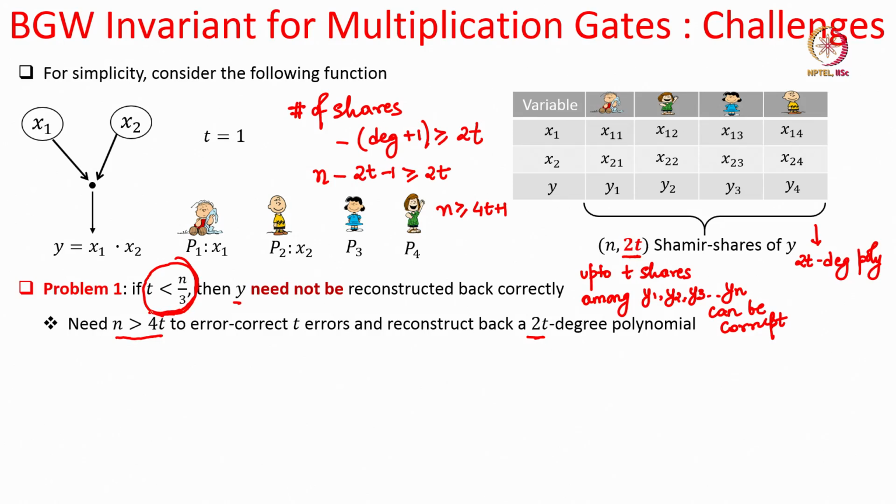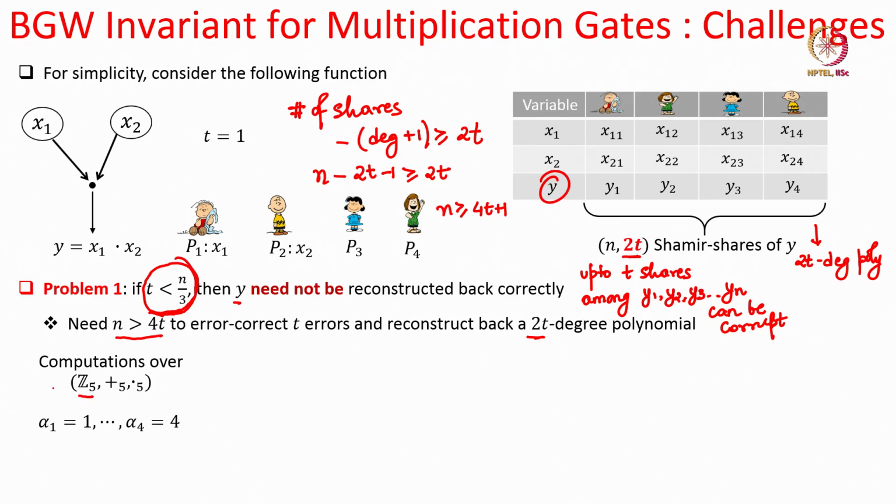So, if we are in the setting where t is less than n over 3 and if we want to reconstruct a 2t degree polynomial using the help of n shares of which up to t are corrupt, we will not be able to do that. And as a result, the parties may end up reconstructing an incorrect function output. So, let me demonstrate this problem with an example.